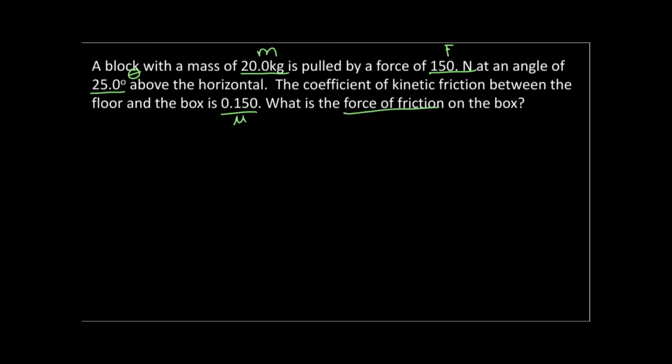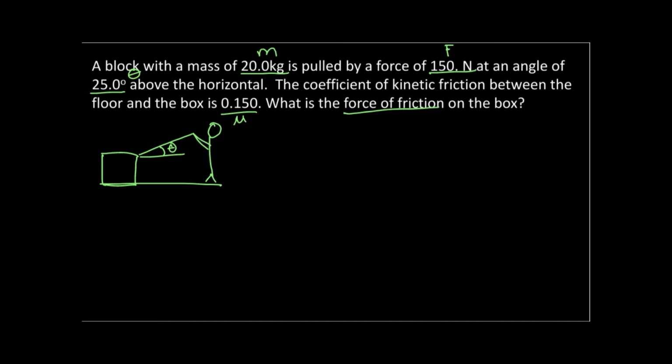So here's what we've got going on here. We've got this box and it's on the floor and someone is pulling it, right? I don't really know how to draw a person very well, a person that's pulling things. But anyway, that's our 25-degree angle. So that's what's going on. We're pulling it at an angle of 25 degrees above the horizontal.